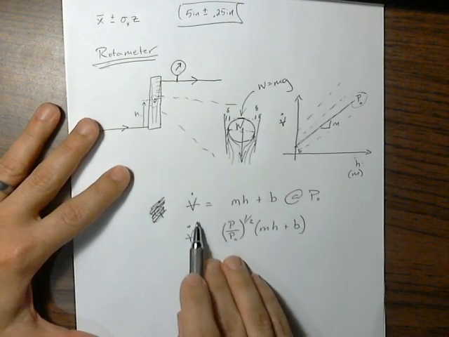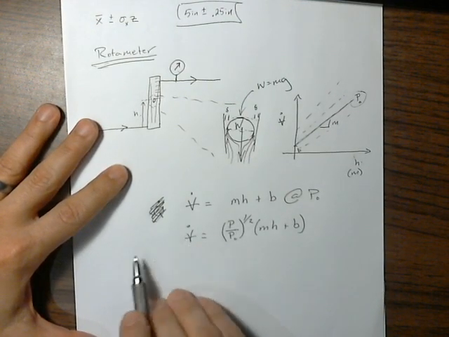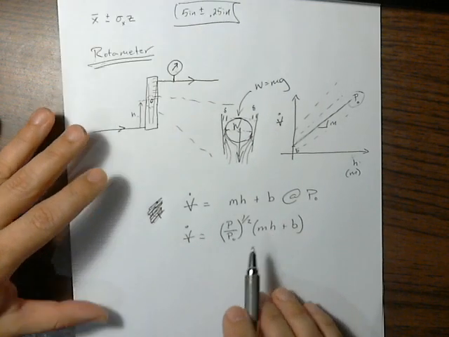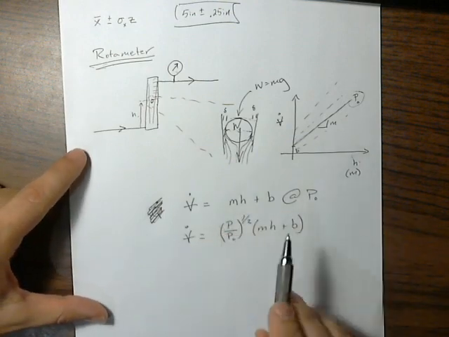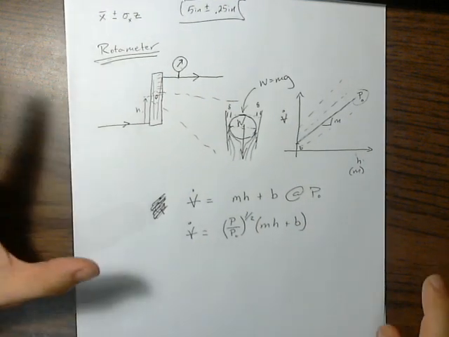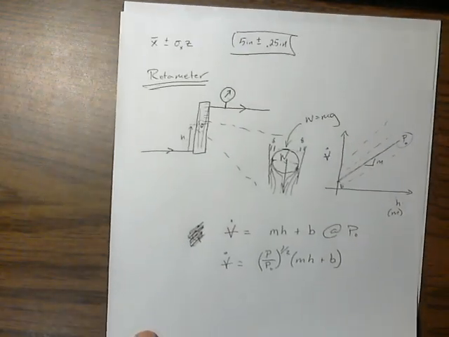We need to figure out, if we want to figure out a confidence interval on V dot, on the volume flow rate of gas, then we need to figure out how error propagates through this calibration from both my height and my pressure measurement. That's the challenge we need to solve in this example. Okay, so there's the background, and here's how we're going to do it.